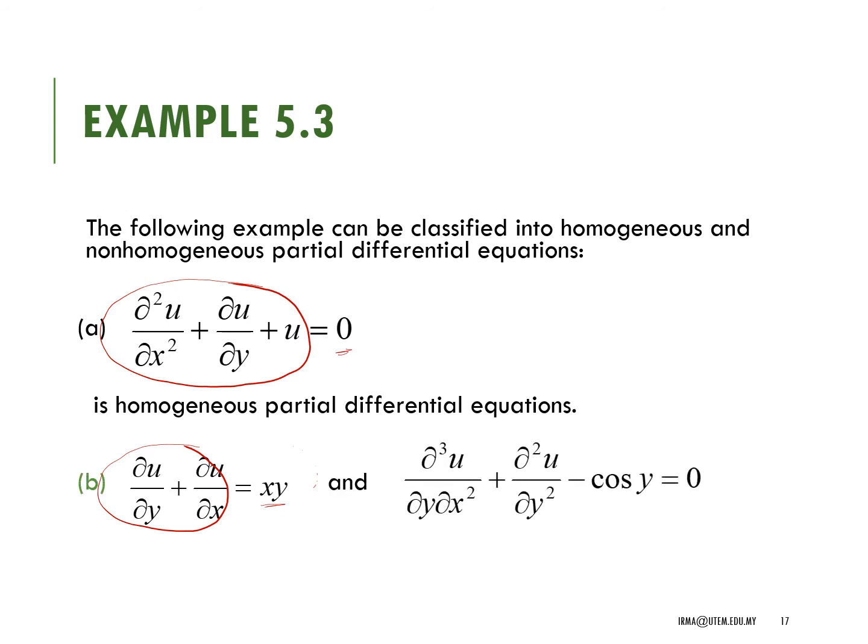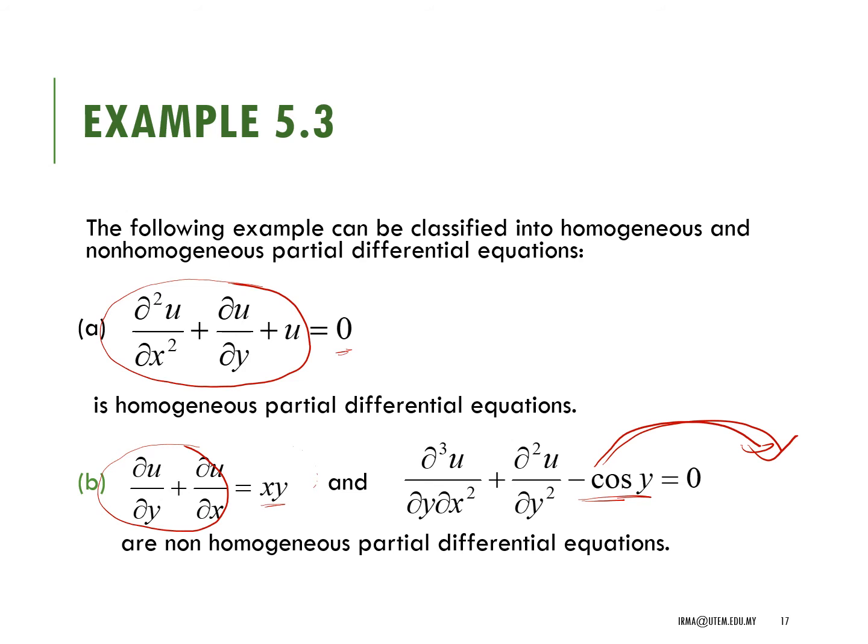Even though the equation is equal to 0, if you rearrange the equation and put only u on the left hand side, and you don't have the term of u here, you just bring it to the right hand side. So on the right hand side you have a function which is cos y. That is why both equations are considered as non-homogeneous PDE. Okay, clear?